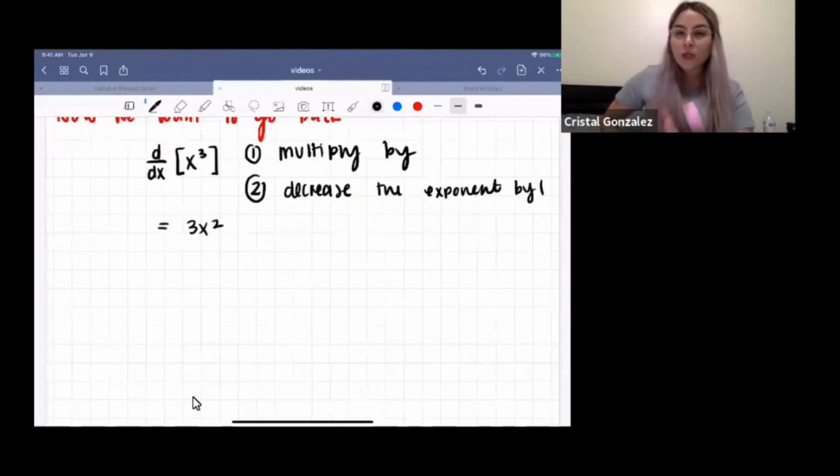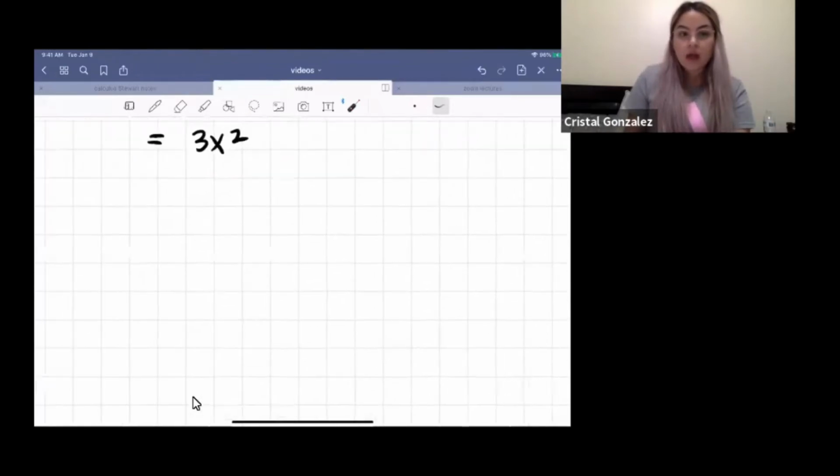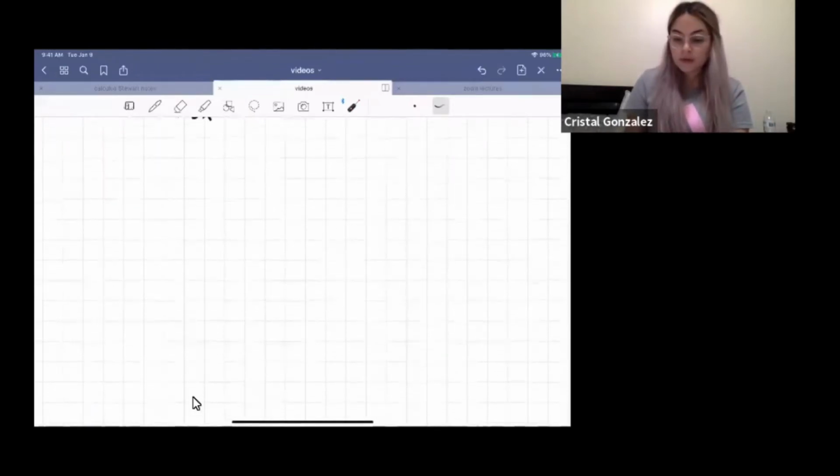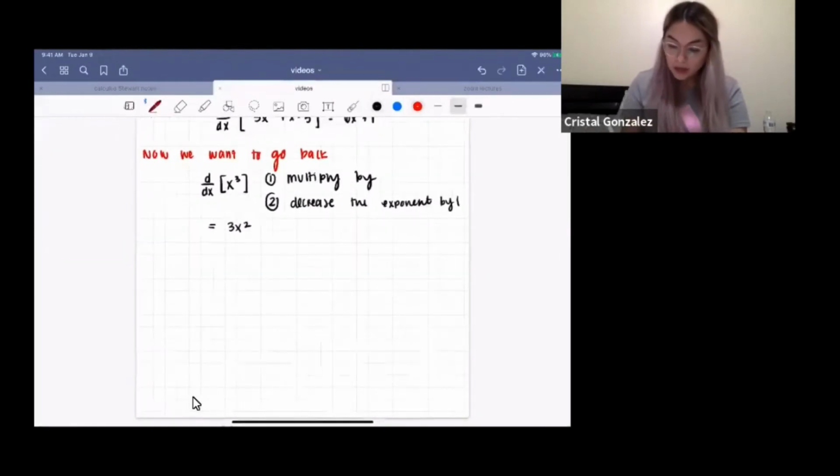But if we wanted to go backwards, how would we even do that? If we wanted to go backwards from here, how would we do that? So what we want to do is, this is what going back means.